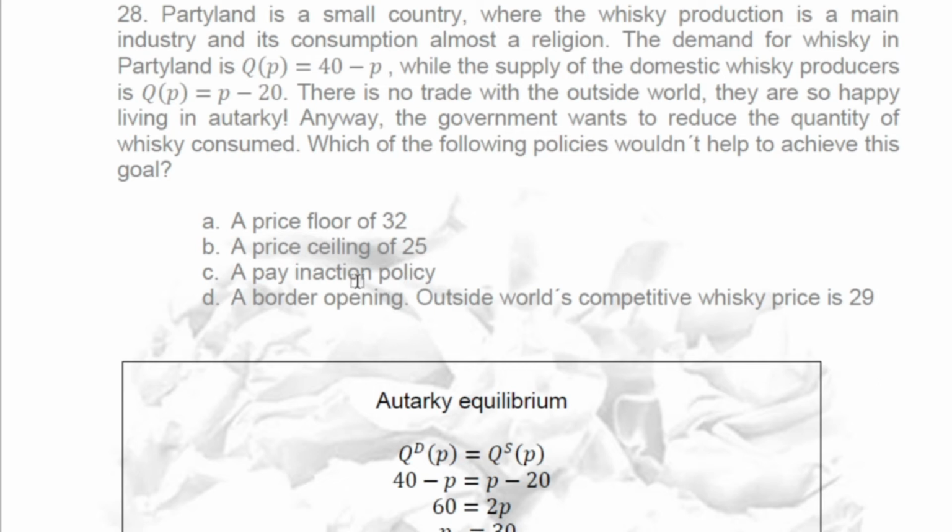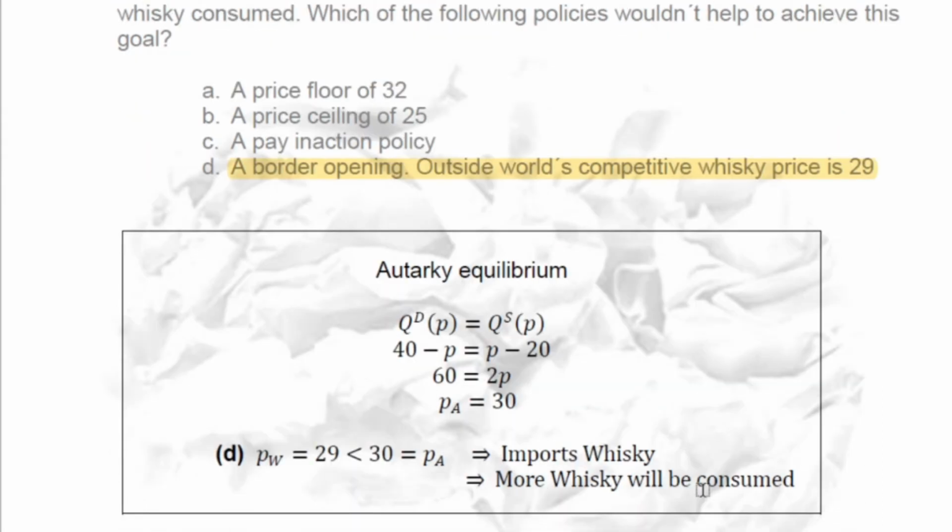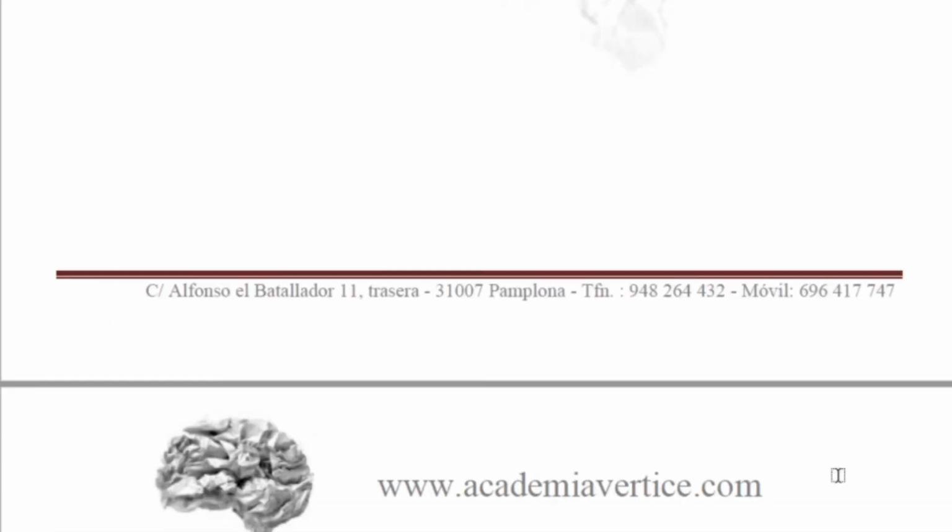Yeah, the pay-in-action policy. Well, the pay-in-action policy, of course, reduces the quantity exchanged because the government is paying the producers not to produce. Okay. A border opening, with the outside world's competitive whiskey price at 29. So, of course, this would increase the consumption. Yeah, not by much, but Pariland will become a whiskey importer. So, okay, more whiskey will be consumed. I think it's a beautiful question.